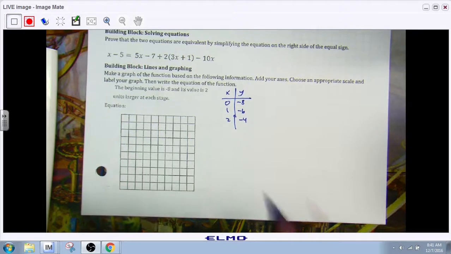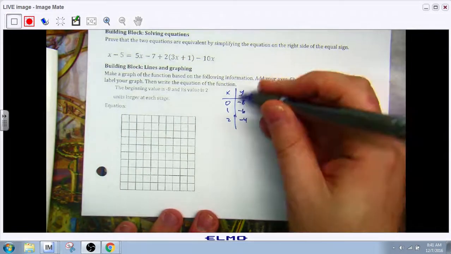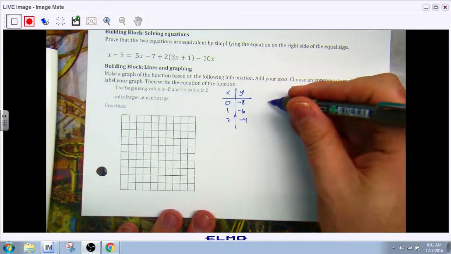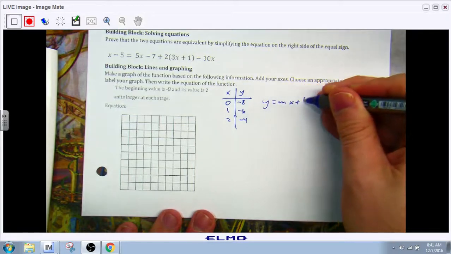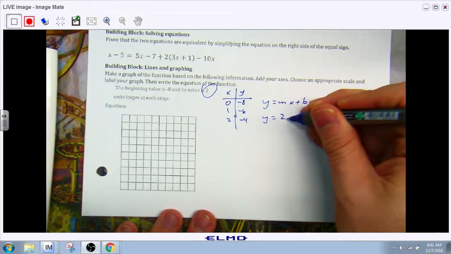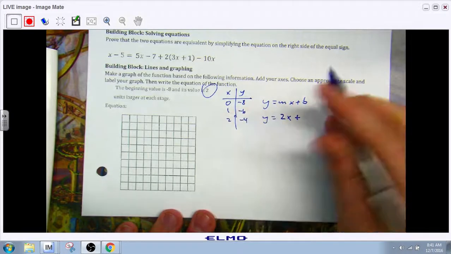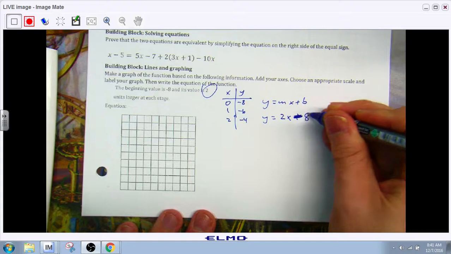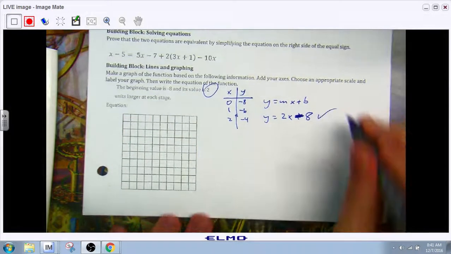So pretty much when I see this, I can kind of see the equation, right? If y equals mx plus b, well, my common difference is 2, so y equals 2x. And then what's my intercept? Well, it's not plus anything, it's minus 8. So pretty much this is the line I have to graph.